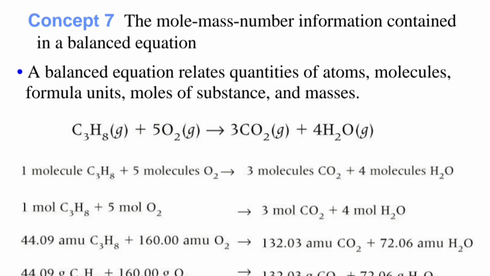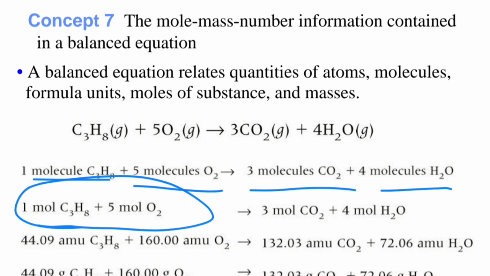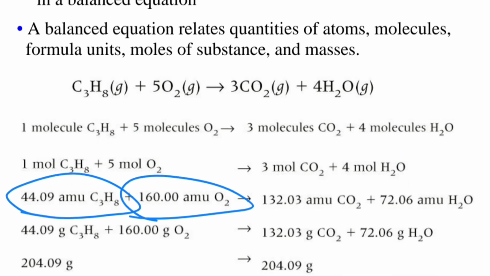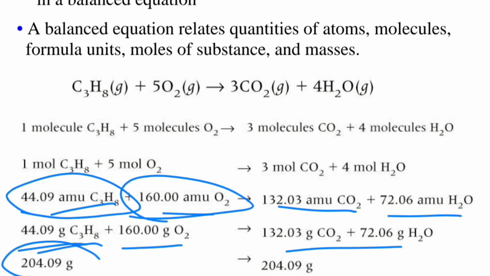What is the equation telling us? One molecule of C3H8, propane, reacts with 5 molecules of O2, producing 3 molecules of CO2 and 4 molecules of H2O. When these react, they will produce these. Here is the amount written in masses. This is in AMU, this is in grams. This is the total mass of the reactants, and this is the total mass of the products.